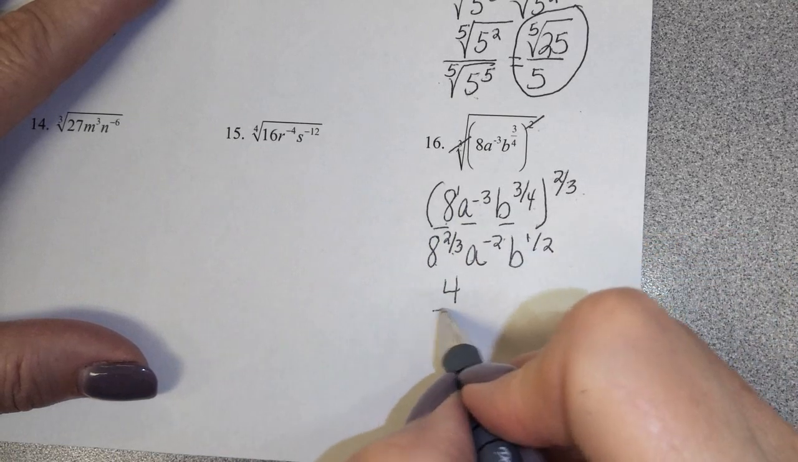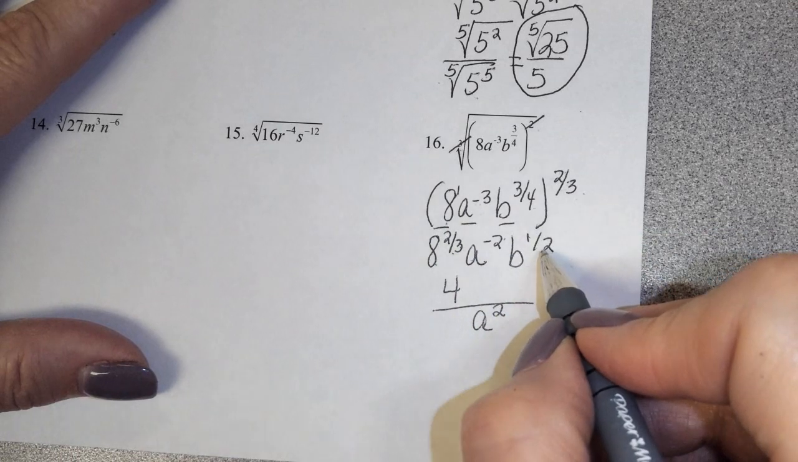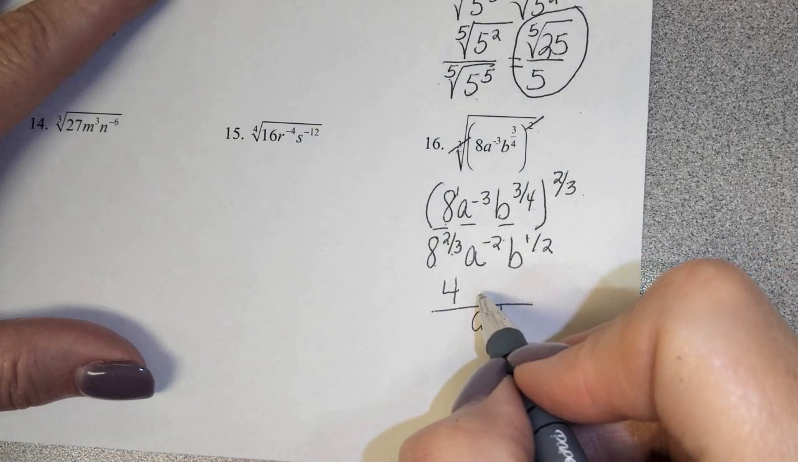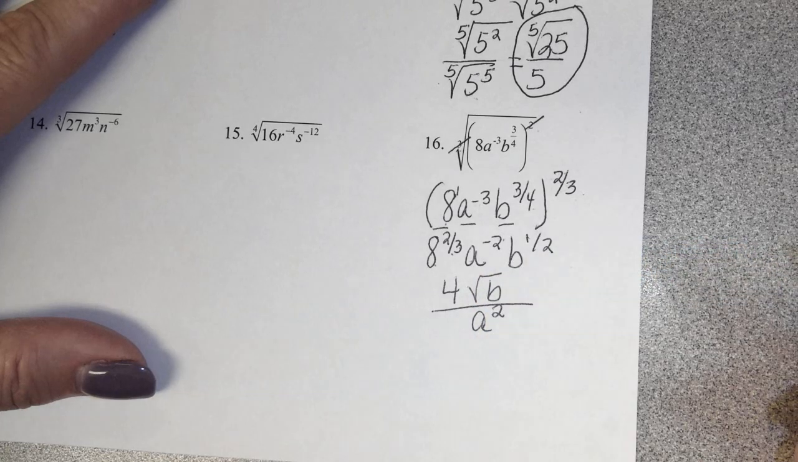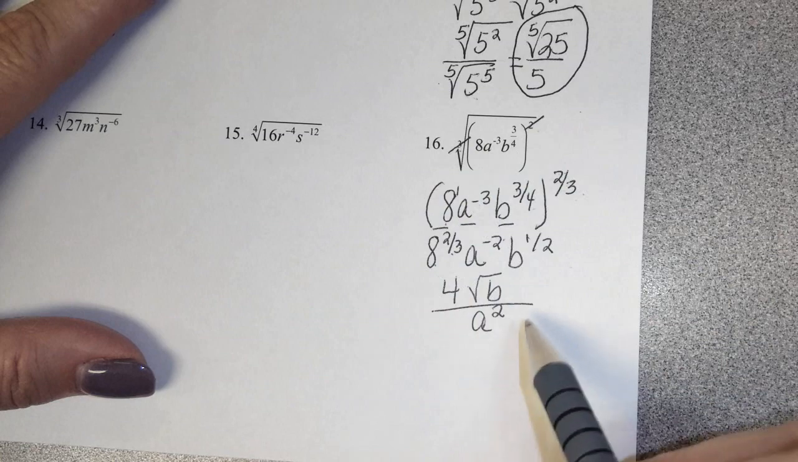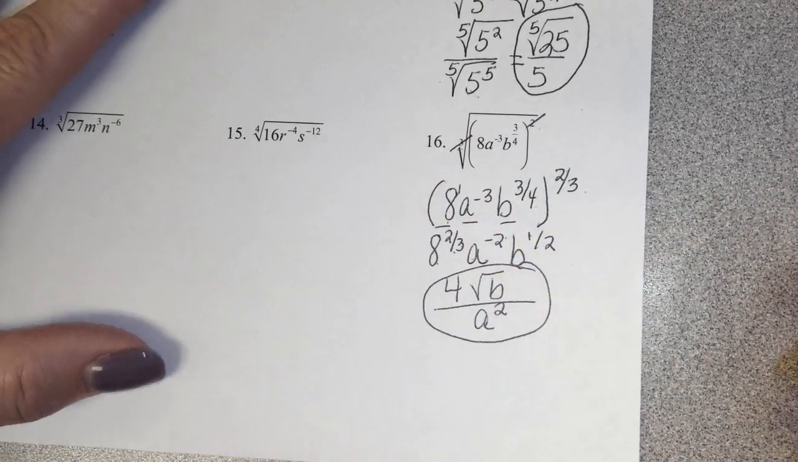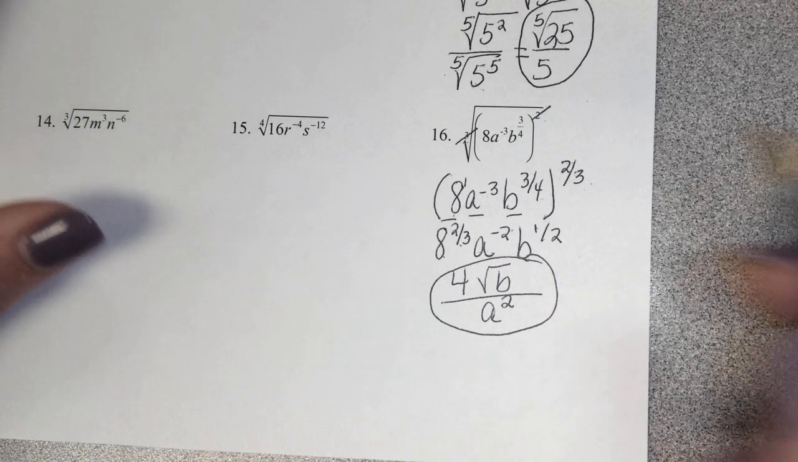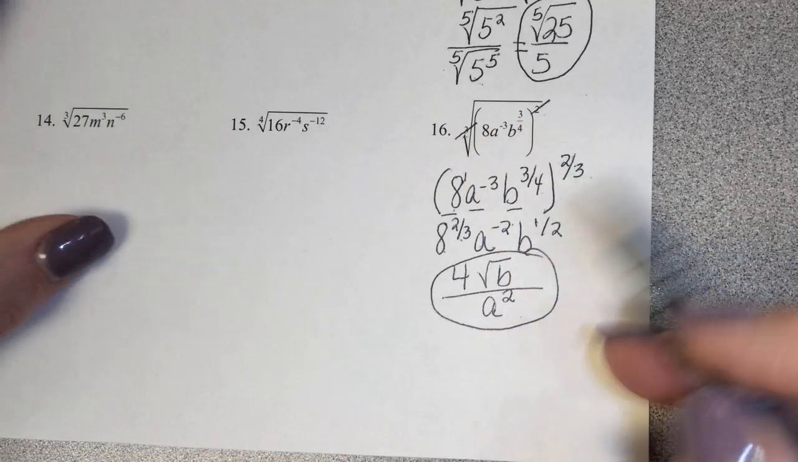If I have a to the negative 2, it has to go to the denominator. And then what about b to the 1/2? What does that mean? Radical b. Let's see, do I have any restrictions? No. Do I need absolute value? No. That's our answer. So these problems can look really difficult, and then once we start working with them, they turn out to be much simpler.